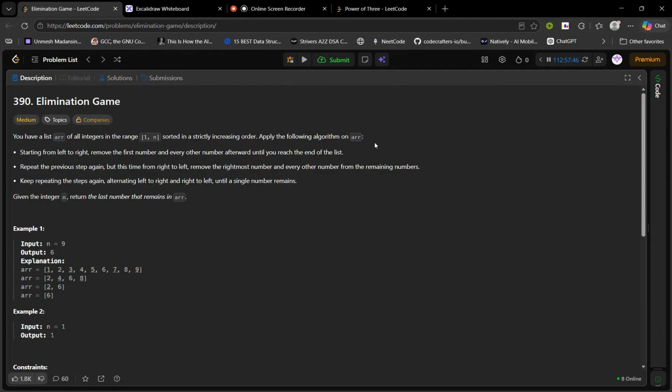Apply the following algorithm on the array. Starting from left to right, remove the first number and every other element afterwards until you reach the end. Repeat the previous step again, but this time from right to left. Remove the rightmost number and every other element from the remaining numbers. Repeat the steps again, alternating left to right and right to left, until a single number remains. Given the integer n, return the last number that remains in the array.